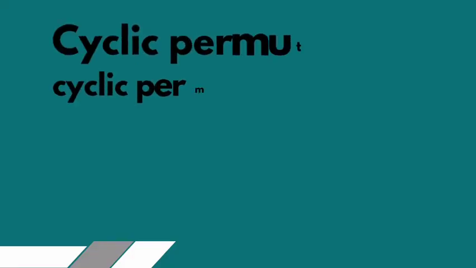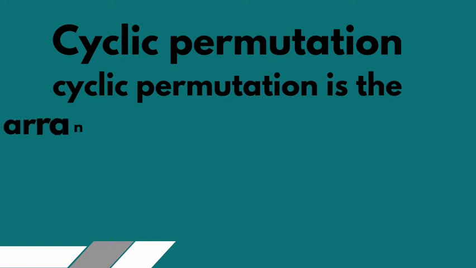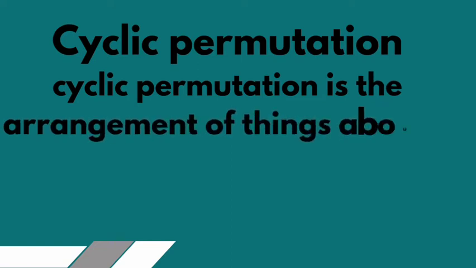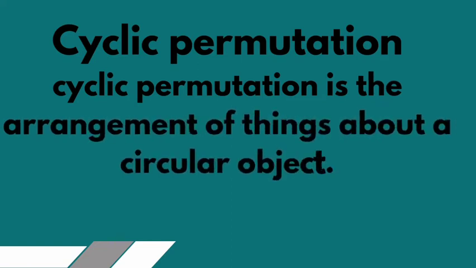Cyclic permutation. Cyclic permutation is the arrangement of things about a circular object. Alright?